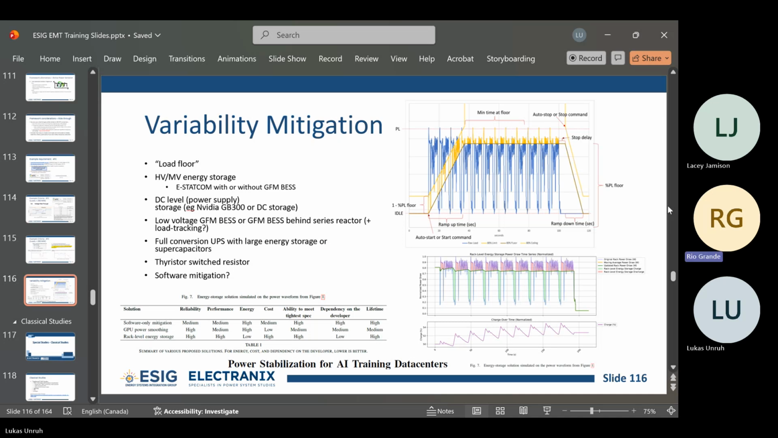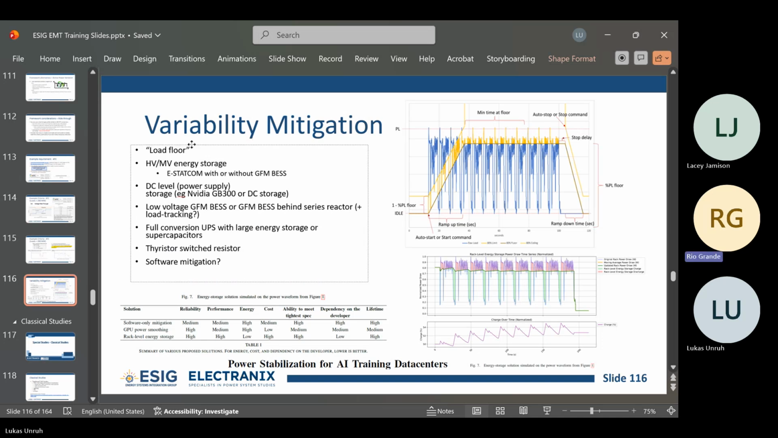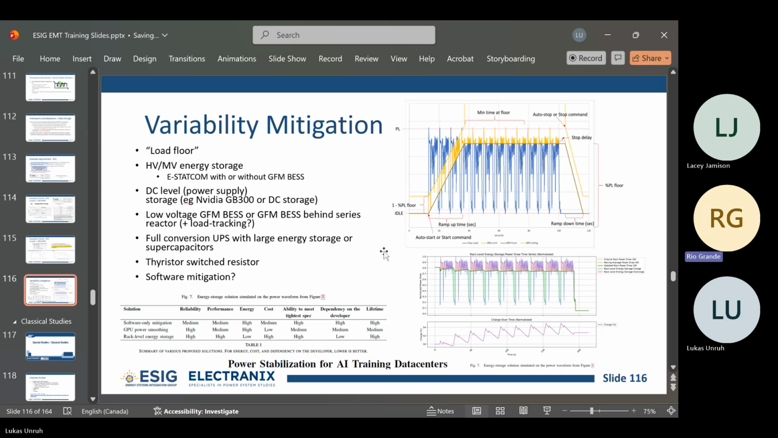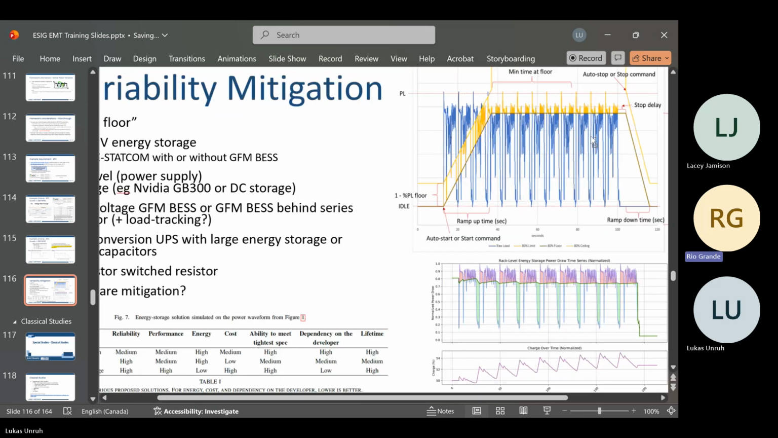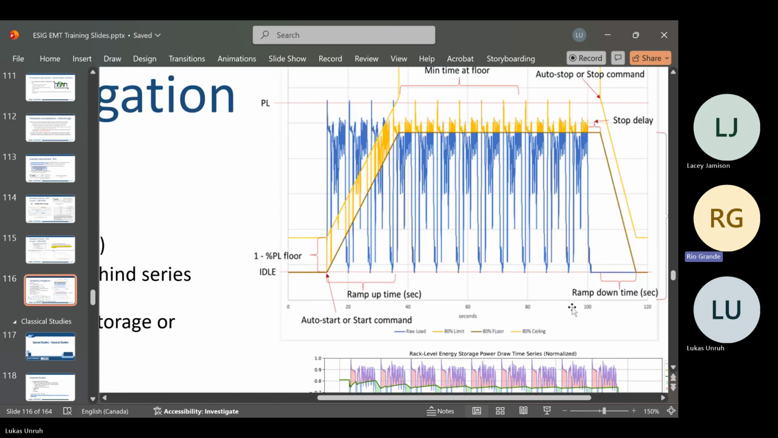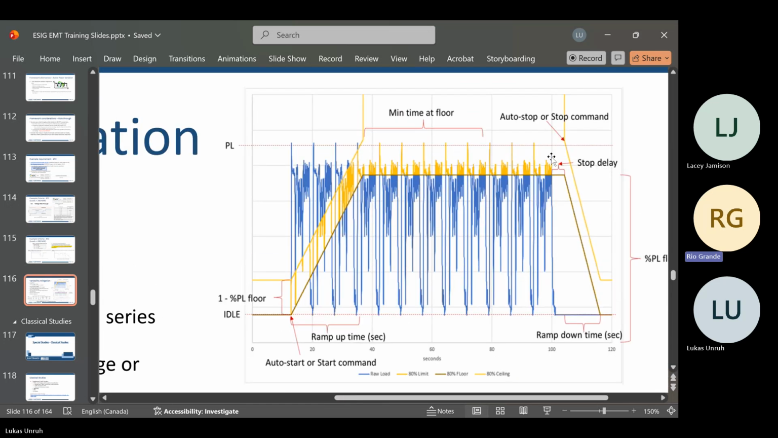All right, so we talked a lot about problems. Let's talk a little bit about fixes. There are a few things, and some of this has come out of public papers. This figure here is an example of something called a load floor and a controlled ramp. I'm not saying that all the GPU vendors can do this, but some of them have said that they can do this sort of thing.